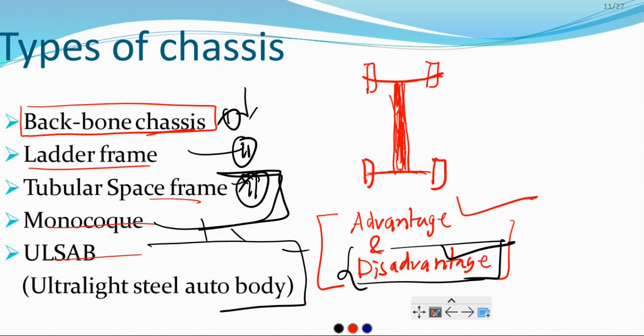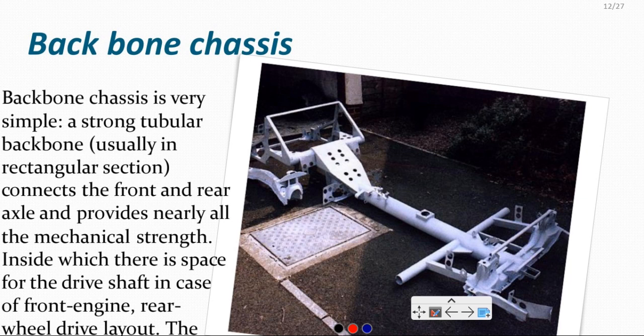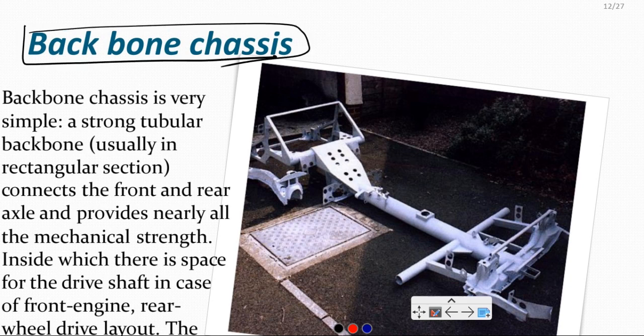Let's move ahead. So the first form is basically called the backbone chassis. See, you can see the structure. This can be used. Let us understand how we can define it. So the backbone chassis is basically a very simple, strong tubular backbone. Tubular means we can make a kind of pipe or tube structure like this, and attach some other supporting components here.